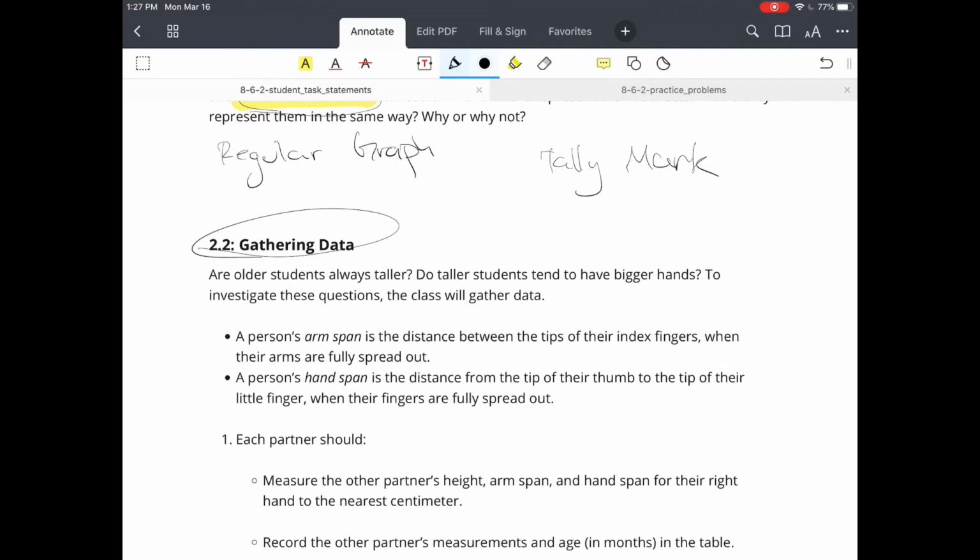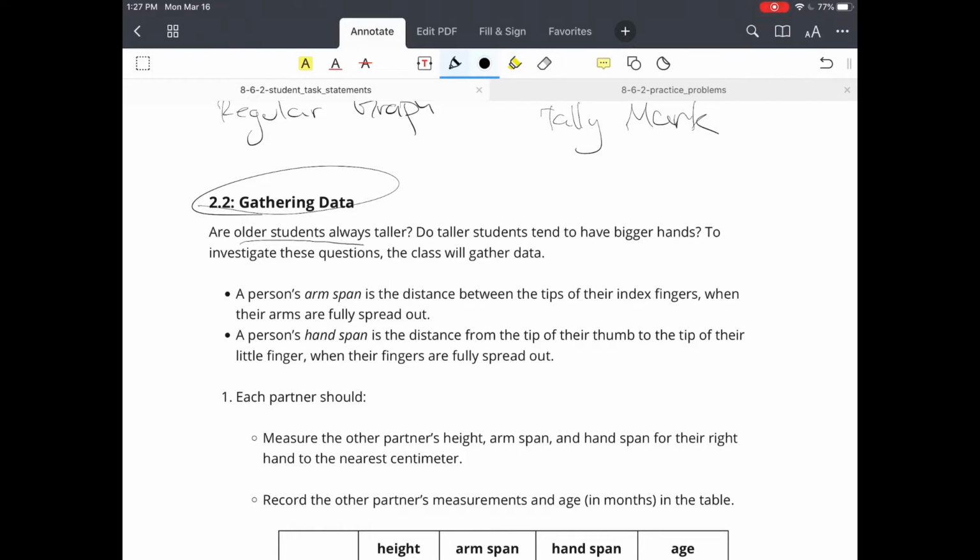Looking at problem 2.2, gathering data. Are older students always taller? Do taller students tend to have bigger hands? To investigate these questions, we will gather data. A person's arm span is the distance between the tips of the index fingers when their arms are fully spread out. So, if that's you right there, and here are your 5 fingers, this is your index, this is your index. You're measuring that distance, okay? That's going to be your arm span.